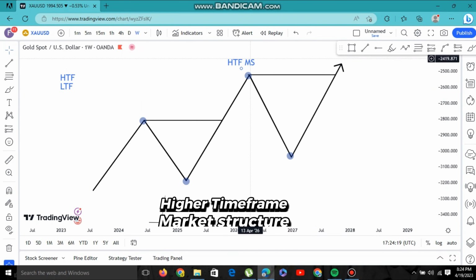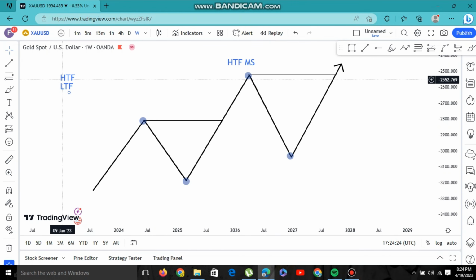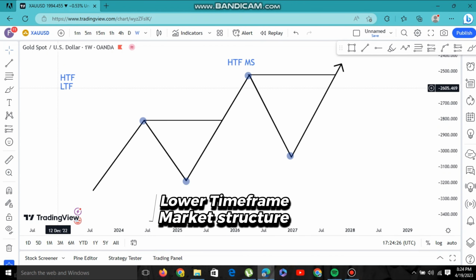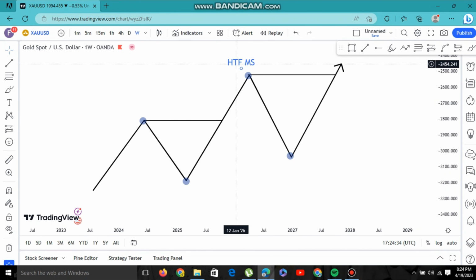HTF is just a simple abbreviation for high time frame market structure, and then we also have LTF, which stands for lower time frame market structure. So right here we are looking at the higher time frame market structure. Your higher time frame can be anything you consider to be high. For me, it's always my H4, my 4 hour. Anything below that is always my low time frame market structure.